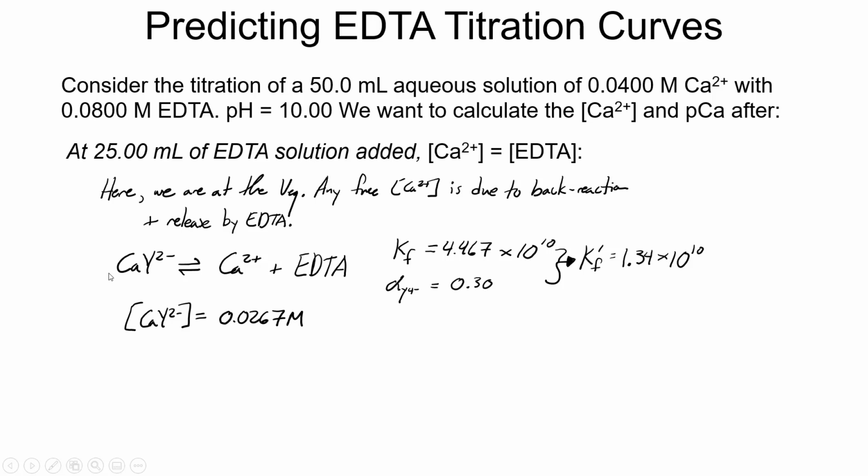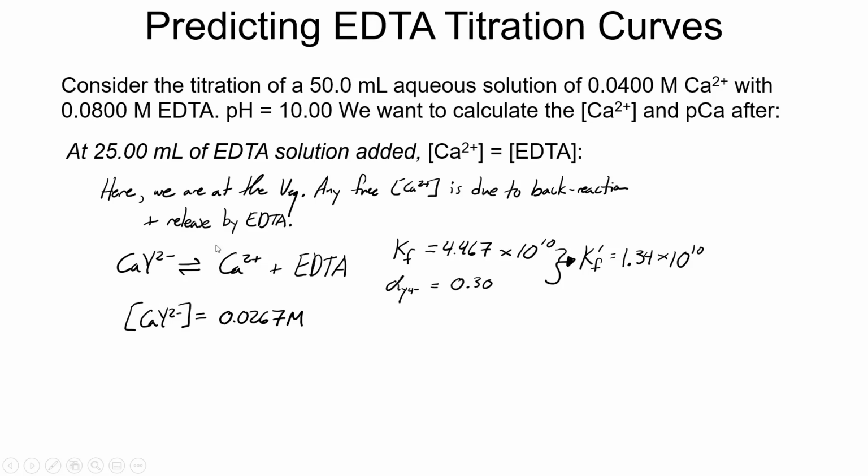And our CaY2- concentration is equal to the number of moles of calcium in the system divided by the new total volume, which is 75 mL or 0.075 liters. So when this back reaction begins, the concentration of the CaY2- complex should be 0.0267 molar. And this is where we'll begin our problem.